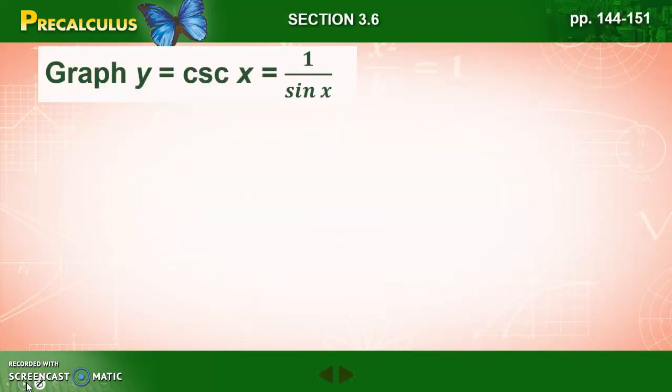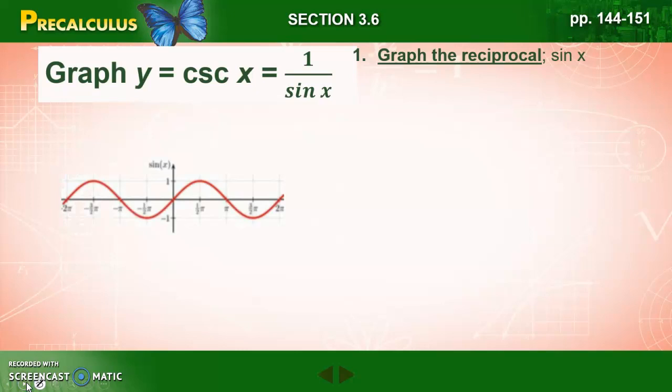All right, let's go ahead and graph cosecant of x, remembering that cosecant is 1 over sine x. First, let's graph just sine x. And there is our graph of sine x. Notice that our x-axis is labeled now with radians: 1/2 pi, pi, 3/2 pi, 2 pi. Then determine our domain and range.